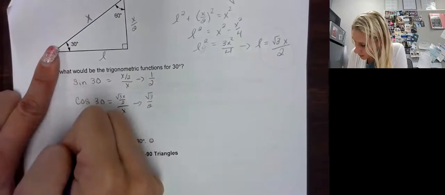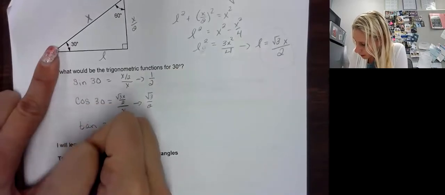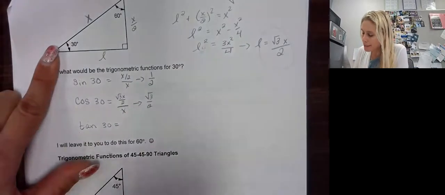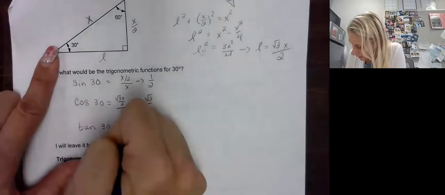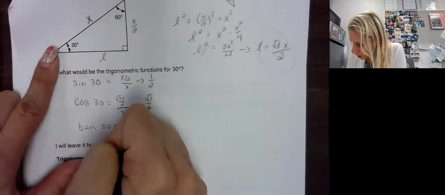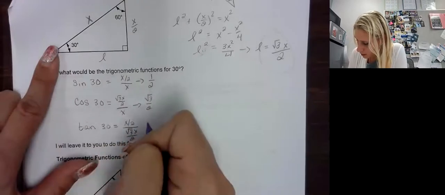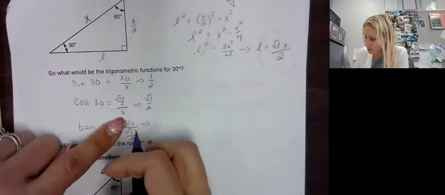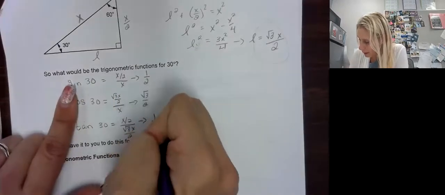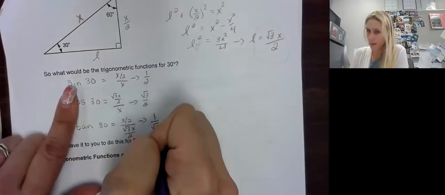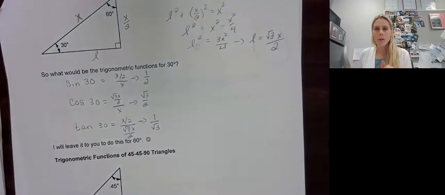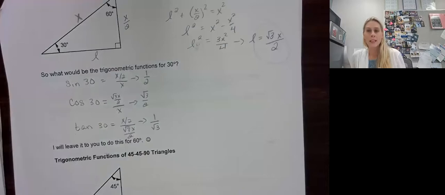Tangent of 30. So that would be opposite over adjacent. So I get x over 2 all over the square root of 3x over 2. All right, let's reduce that. Well, the x cancels, the 2's cancel, and I'm left with 1 over the square root of 3. Now, right now, I'm not going to worry about rationalizing the denominator because I'm going to find the other 3. But in the future, we really want to pay attention to whether directions tell us to rationalize it or not.